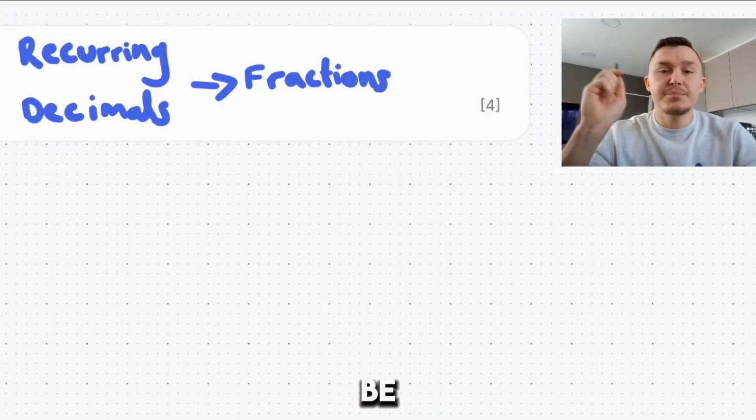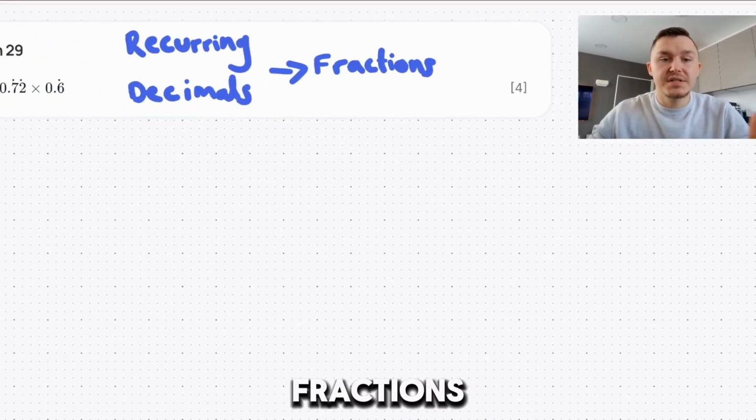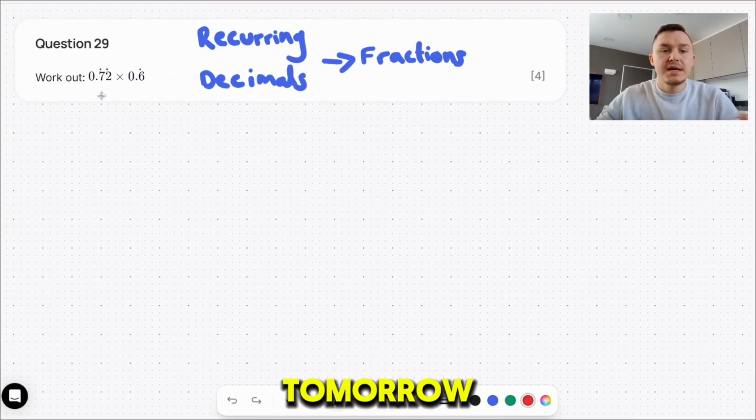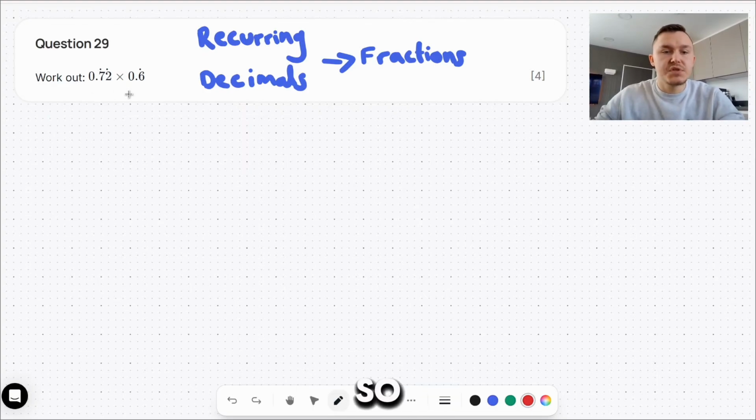Don't be surprised, be prepared if recurring decimals to fractions comes up in your maths paper 1 tomorrow. Let's go through this question together. So it says work out 0.72 recurring multiplied by 0.6 recurring.